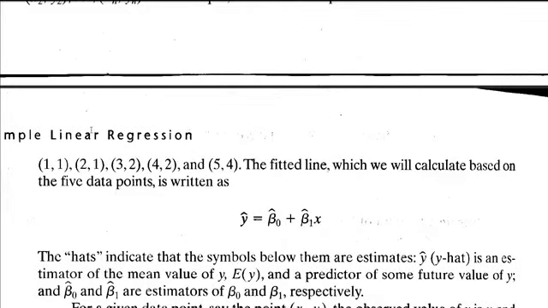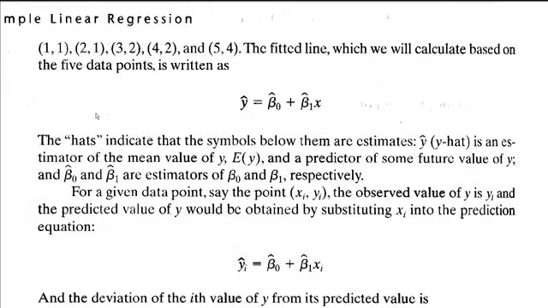Why did they write beta 0 hat and beta 1 hat? Well, the y hat is clear. We already talked about that. We're only going to get estimates for beta 0 and beta 1, because those are from the population, so we can't know those.